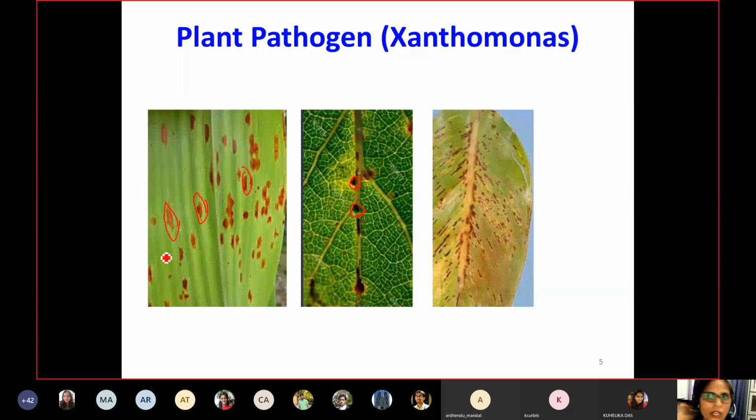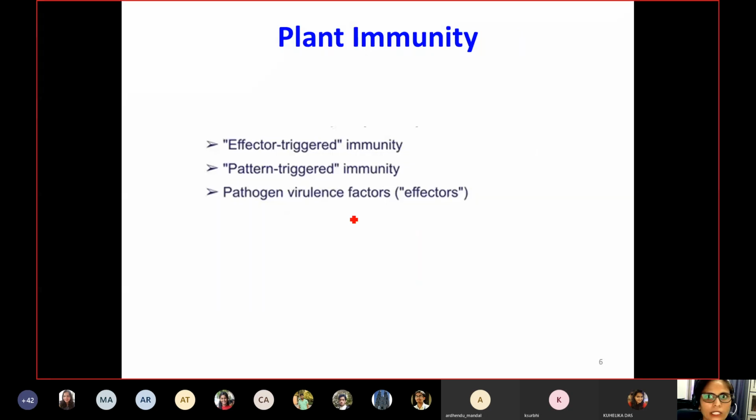Now, what we are talking about here is the plant pathogen, and since it is infecting plants, the plant should also have some kind of immunity, right?